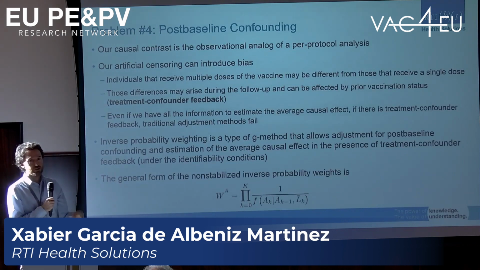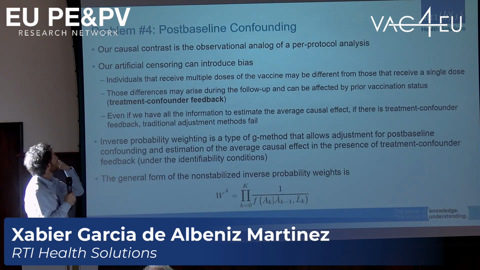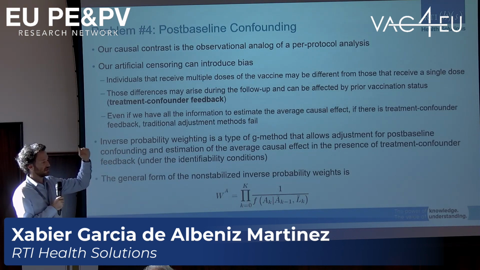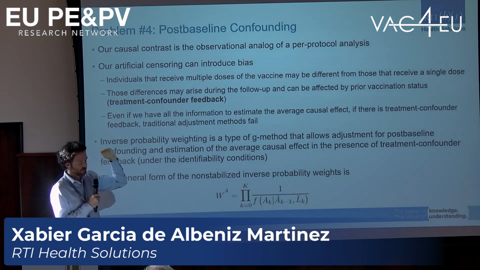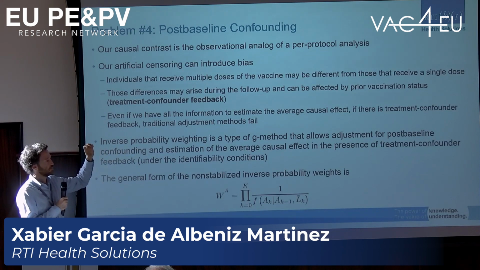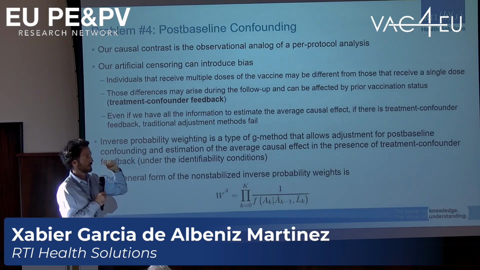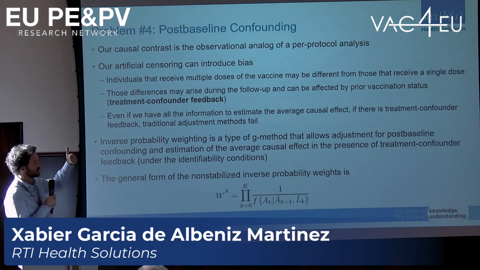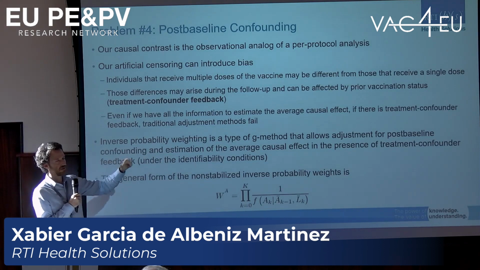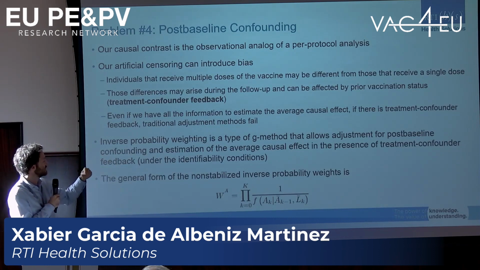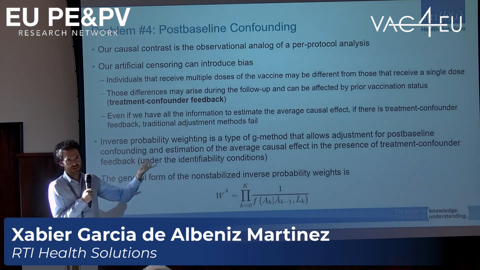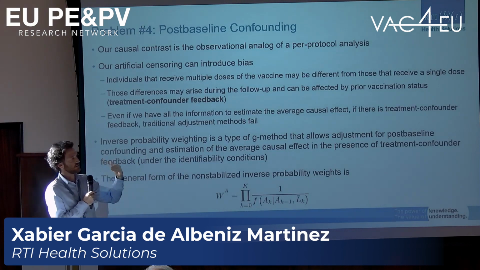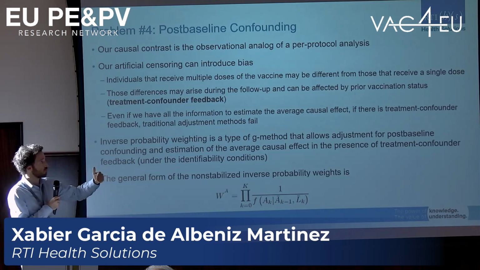Fourth problem, post-baseline confounding. This is why I wanted to make the difference between strategies that are well-defined at baseline versus strategies that need intervention sustained over time. When I apply the artificial censoring that we saw before to select the person-time that is compliant with each of those strategies, I might be introducing a selection bias, because people who adhere to a specific treatment strategy might be different from those who do not.